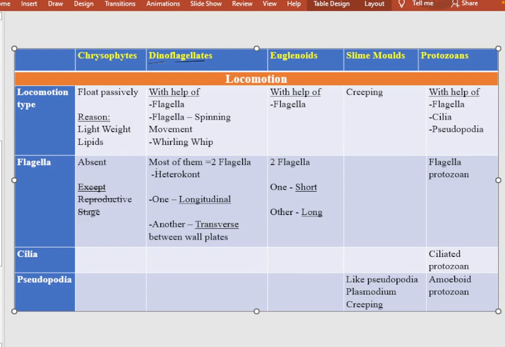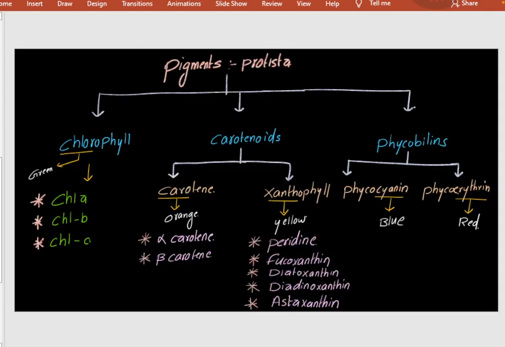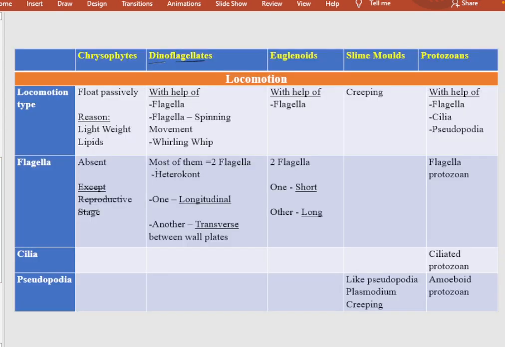Whereas a pseudopodia-like structure is there in the plasmodium, which is useful for creeping. How is it creeping? Because a pseudopodia-like structure is there, it is creeping like pseudopodia. We cannot say complete pseudopodia, only like pseudopodia. Creeping means with the help of pseudopodia. This is about locomotion. Now we will see about pigments.